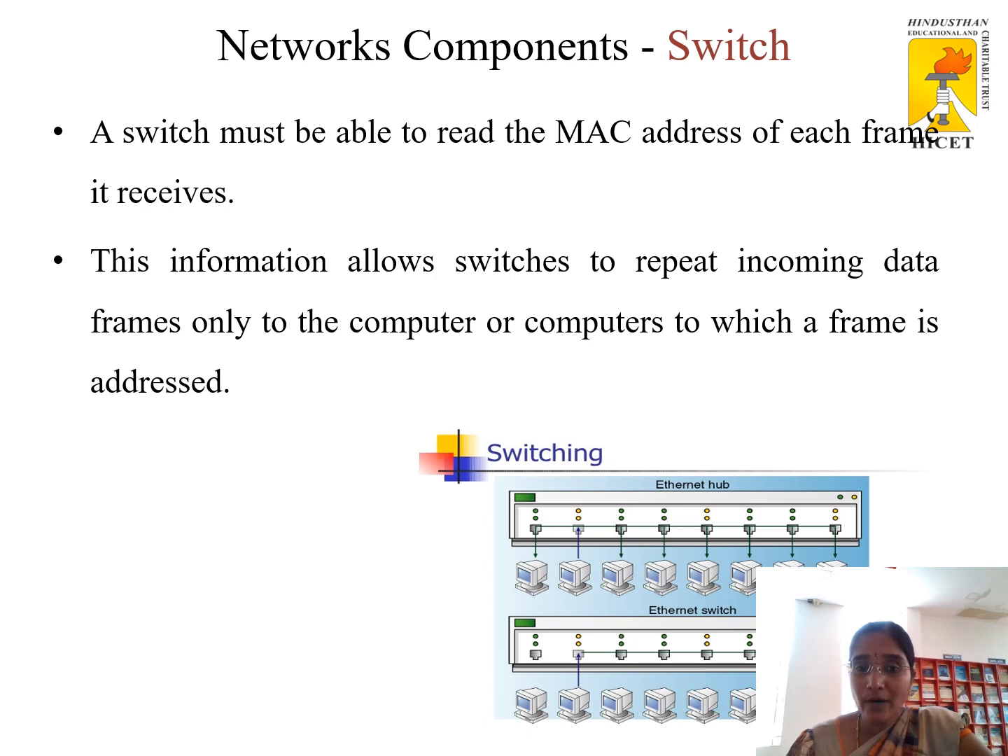When we talk about the switch, the switch is another component. A switch must be able to read the MAC address of each frame it receives. Whichever frame it is receiving, it has to read its MAC address. This information allows switches to repeat incoming data frames only to the computer or computers to which a frame is addressed.